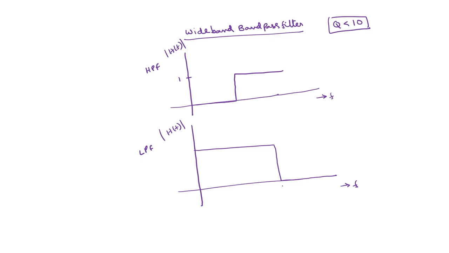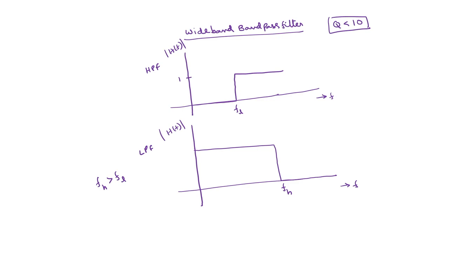Now if I choose this value as FH, the cutoff frequency of low pass filter, FL is the cutoff frequency of high pass filter, and we will take FH greater than FL. We know that if I cascade two systems, the resultant transfer function is the product of those two transfer functions. So if I cascade this low pass and high pass, what is the resultant? Frequency response is simply how to multiply this by this.